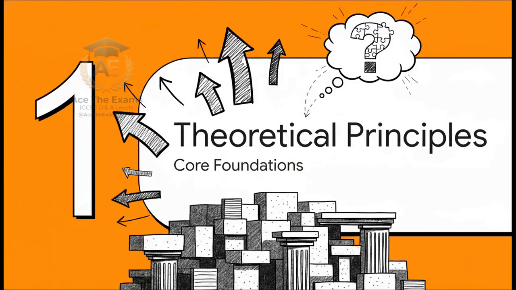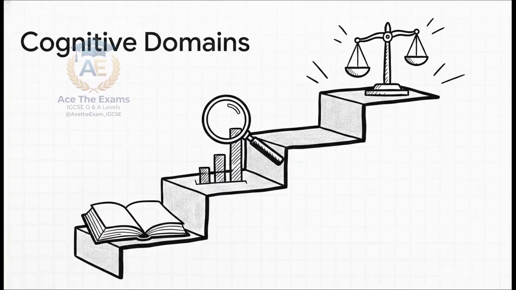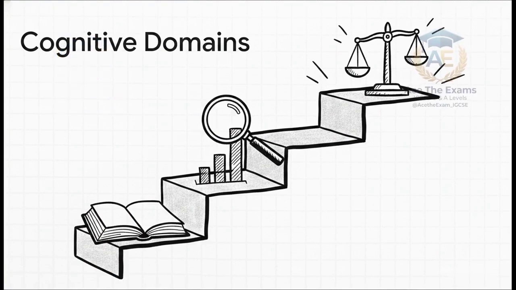All right, Section 1, core theoretical principles. You absolutely need this foundational architecture in place before you can even think about tackling those high-tariff questions. So here is a really fascinating insight into how the top-tier candidates actually operate. The Cambridge Assessment Framework isn't just looking for one thing. It actually targets three totally distinct cognitive domains.